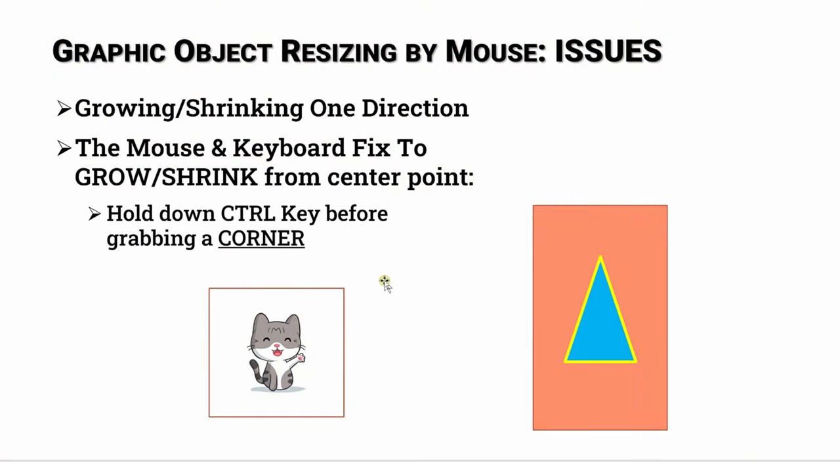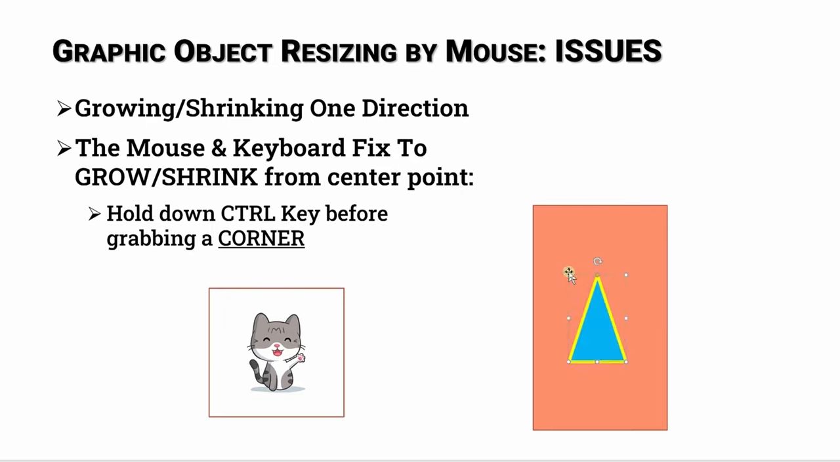Here's a small annoyance and a fix. When you resize an object, it grows in the direction that you're pulling with your mouse. But most likely, you want to keep it centered around the middle point so that it grows in all directions.